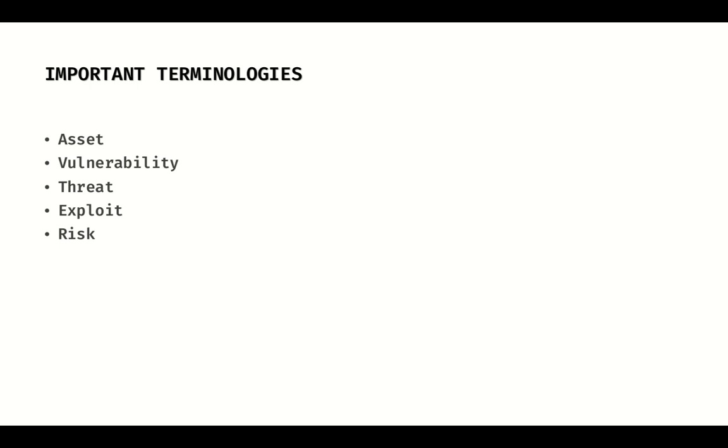So what is vulnerability? Vulnerability is a weakness in any organization's structure, be it their network, their web app, their employees, anything that can create a hole for attackers to come in and exploit. That is what we call vulnerability. And what is a threat?